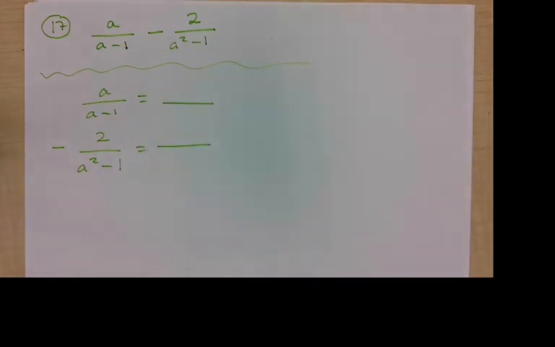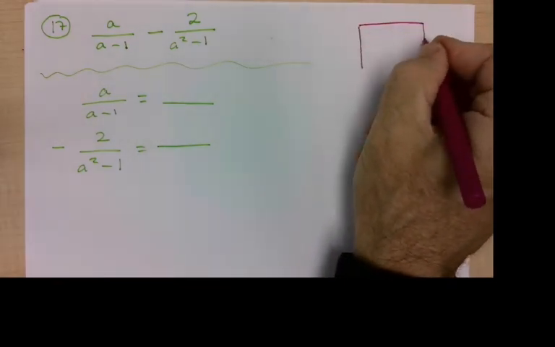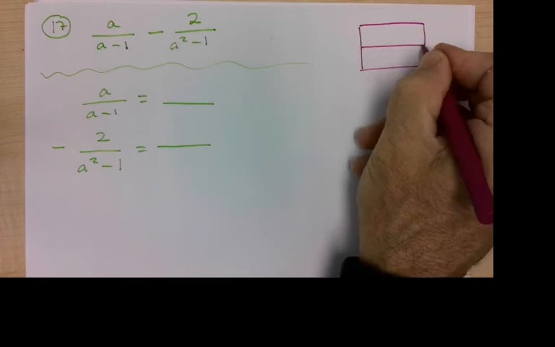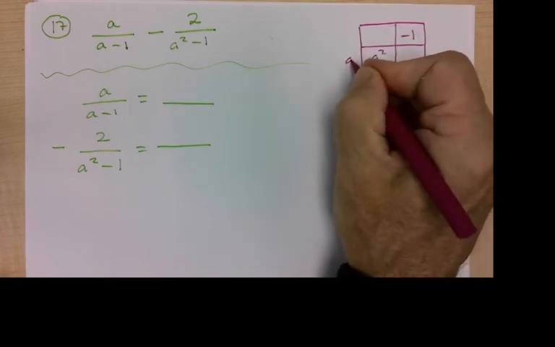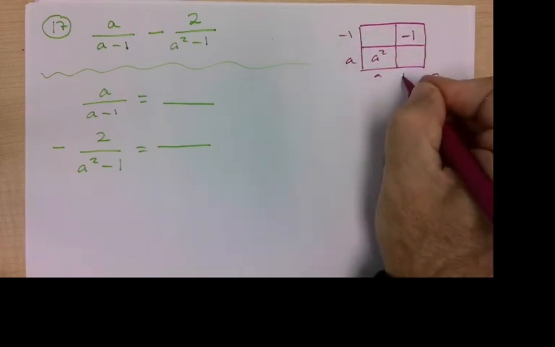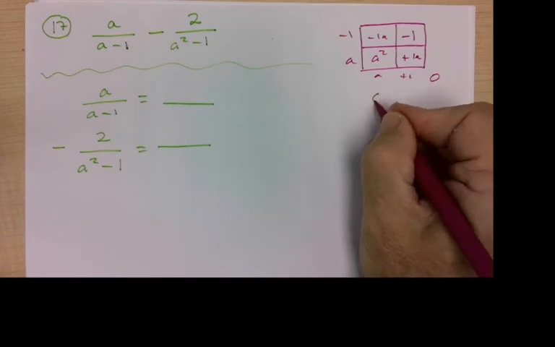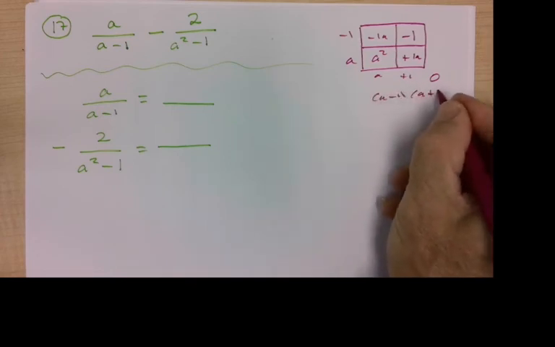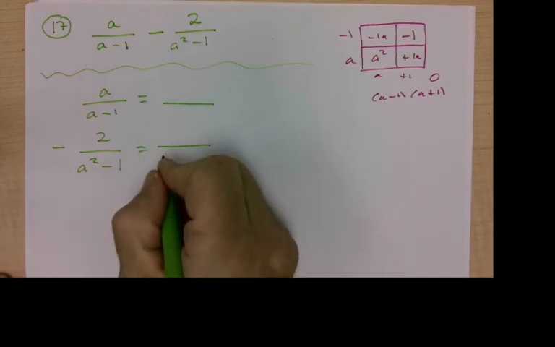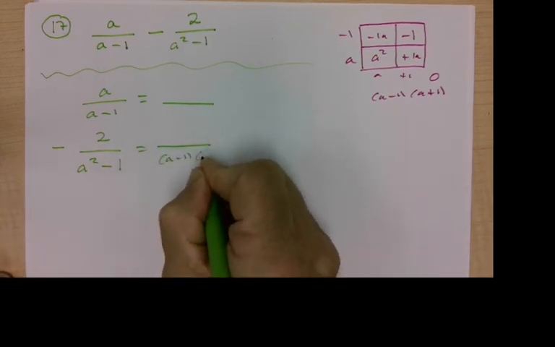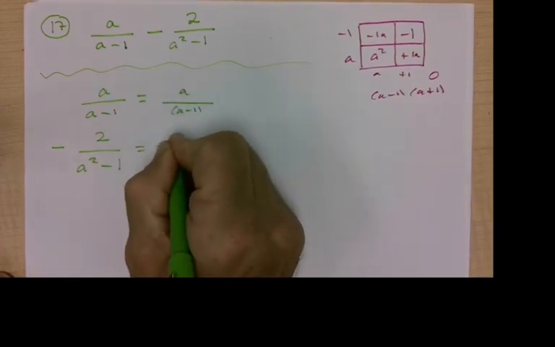Now what is a² - 1? Let's go ahead and do our factor box off to the side. a² - 1, middle term is 0. a times a, negative 1 times positive 1, negative 1a, positive 1a. (a - 1)(a + 1). So that's what a² - 1 is. It's (a - 1)(a + 1). Upstairs we just have a - 1, and I have a here, and I have 2 here.